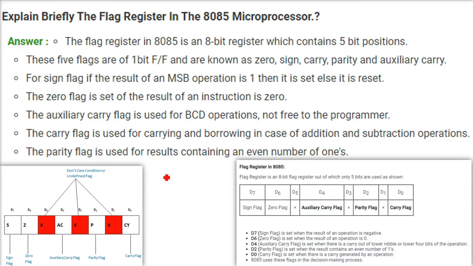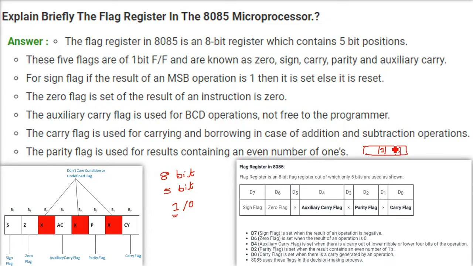First, let me tell you the flag register in 8085 is an 8-bit register, and it contains 5 flag bit positions. The other 3 we are not taking, but in all 8 positions it can be set to 1 or reset to 0. So these 5 flags are 1 bit each; when they are set it is 1, otherwise they are reset. 1 means this particular flag is set, and 0 means it is reset.